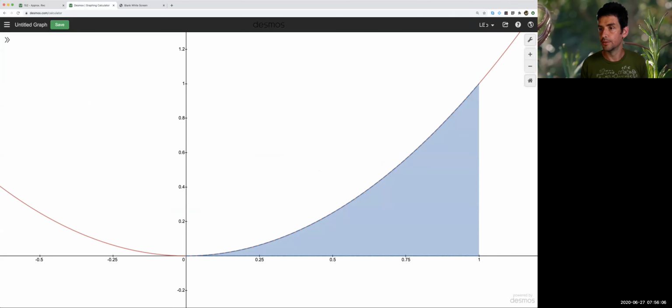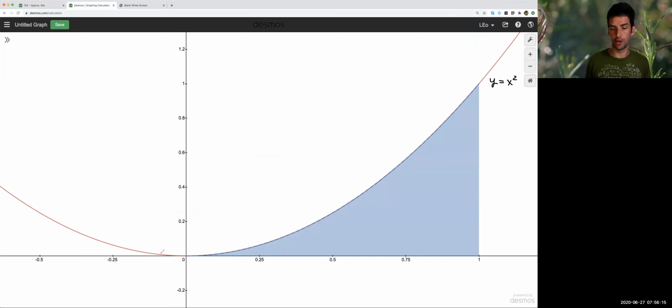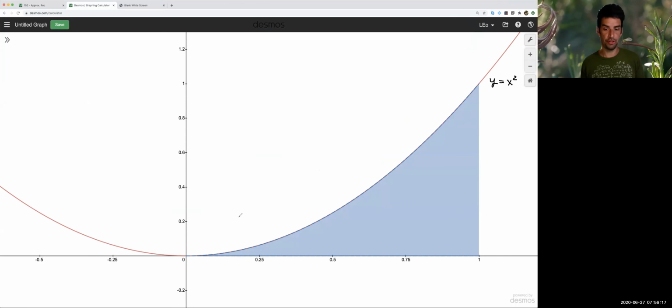Okay, let's put that on here. This is the function y equals x squared. And let's say I want the area under the curve between 0 and 1. So I've shaded that blue here to make it clear the area we're talking about.